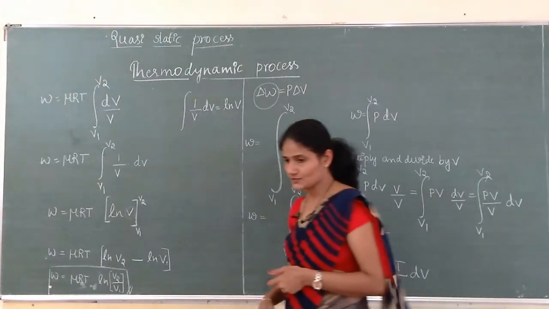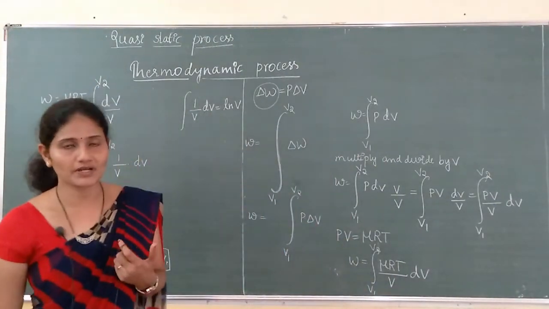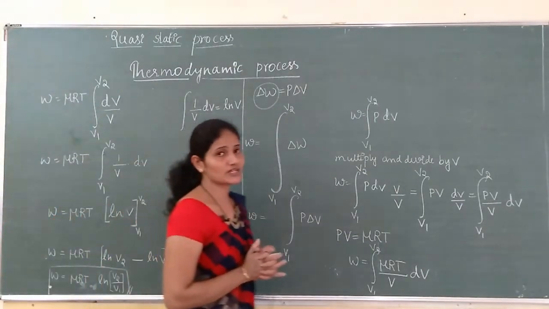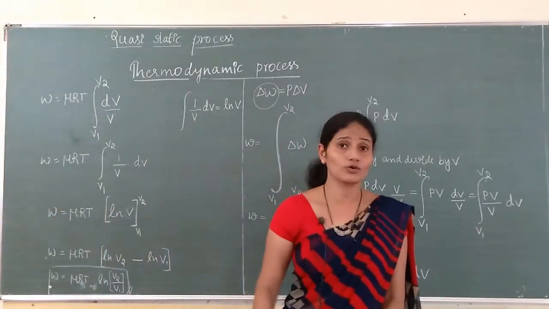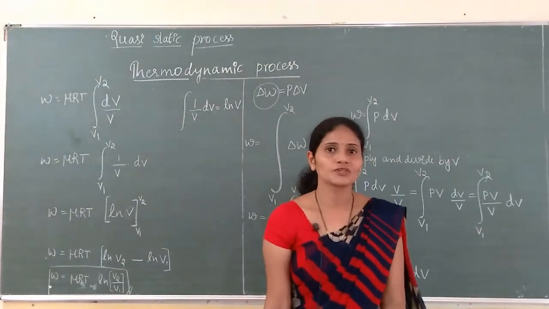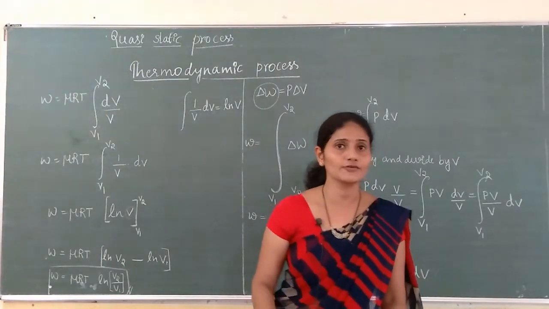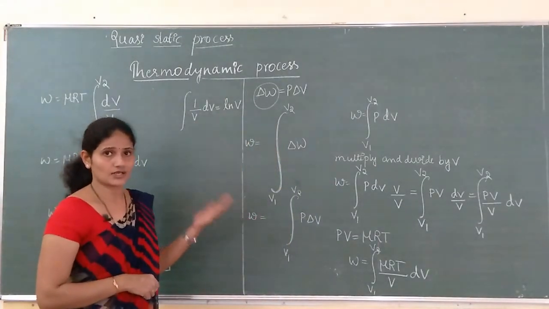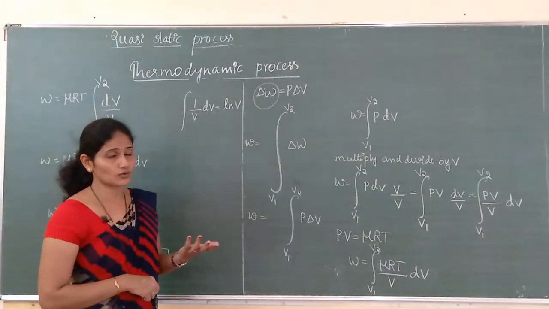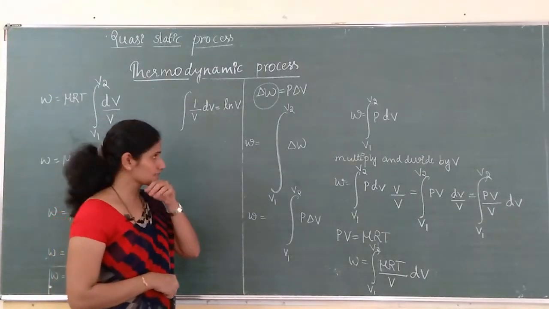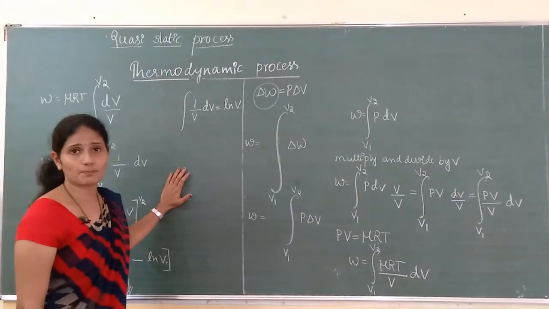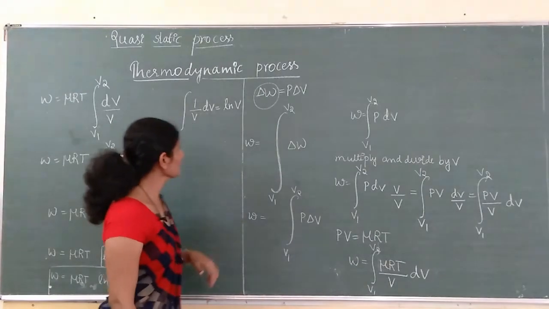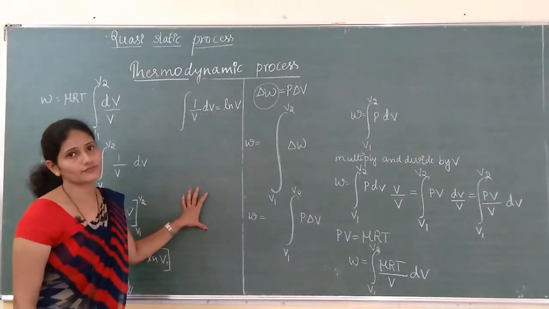So, isothermal process means it is a process in which temperature of the system remains constant. If T is constant, then pressure is inversely proportional to volume. That is, according to Boyle's law, pressure and volume are inversely proportional if T is constant. That means, as pressure increases, volume decreases, or as volume increases, pressure decreases. So, isothermal process is represented by the equation PV is equal to constant.